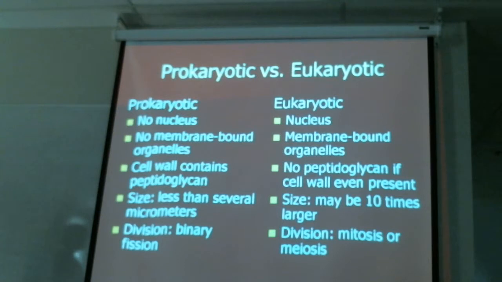Division. Prokaryotes divide by binary fission. It's a very simplistic process that is similar to mitosis, but there are no centrioles in the cell. You guys remember the centrioles that pull those sister chromatids to opposite sides. Those aren't present. So it is a little more of a simplistic process. Whereas eukaryotic cells divide by mitosis, or reproductive cells by meiosis.